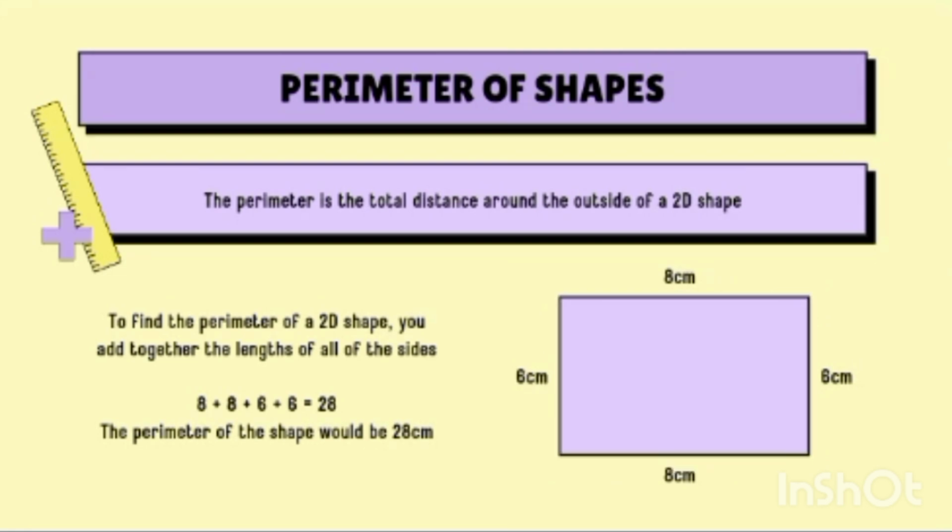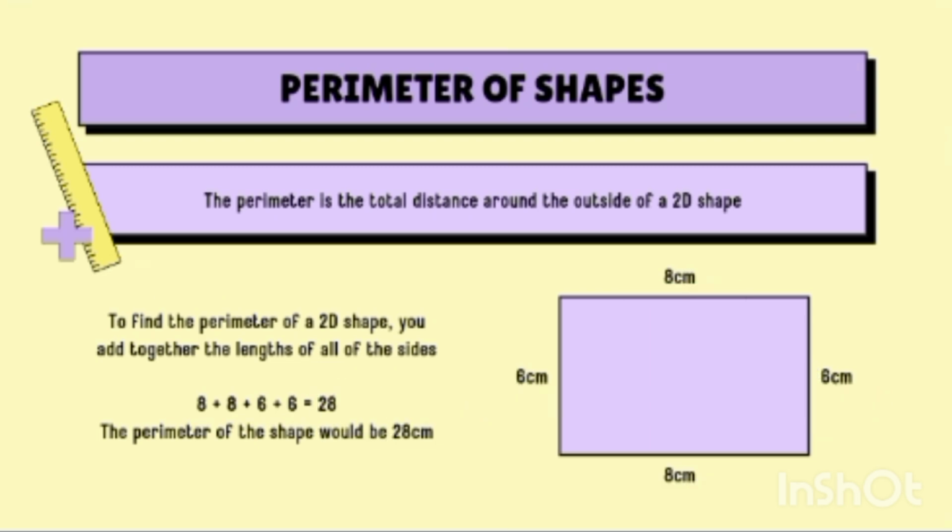To find the perimeter of a 2D shape, you add together the lengths of all the sides. If you want to find the perimeter, you just need to add up the lengths of all the sides, like 8 plus 6 plus 8 plus 6, and you will get the perimeter.